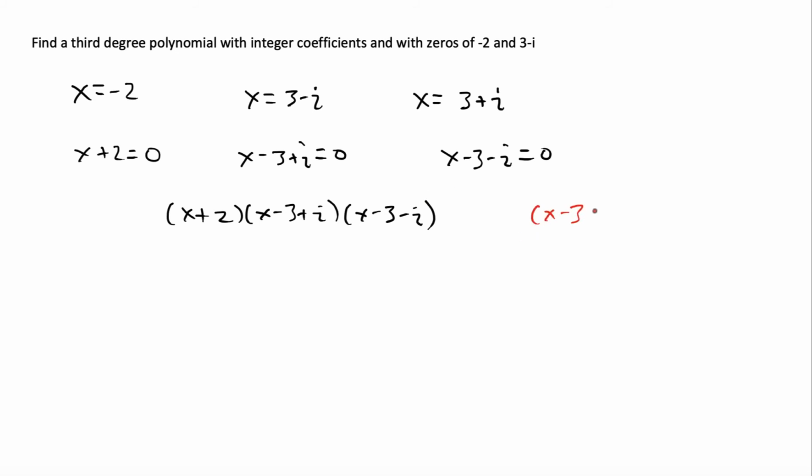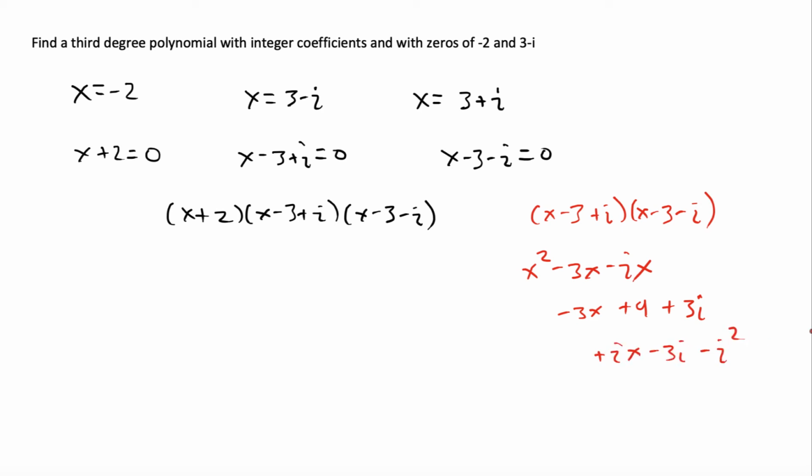We'll do x minus 3 plus i, and then x minus 3 minus i. When you distribute the x first, we get x squared minus 3x minus ix. When we distribute the -3 to each of these three terms, we get -3x plus 9 plus 3i. And then when we distribute the i to all three terms, we get plus ix minus 3i minus i squared. I just wrote it out like this; you can write it all in a line, it doesn't matter.